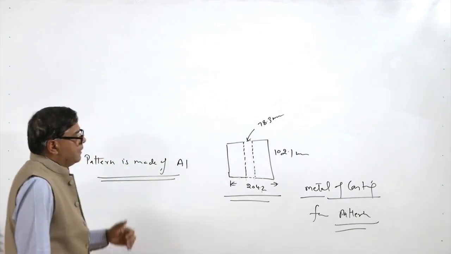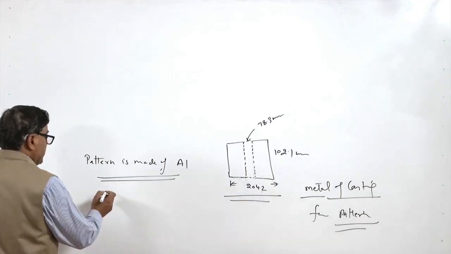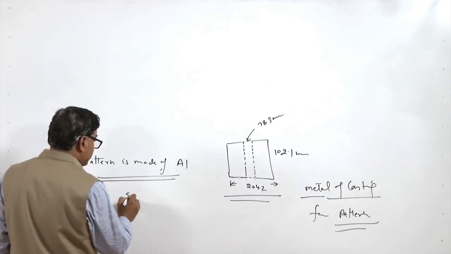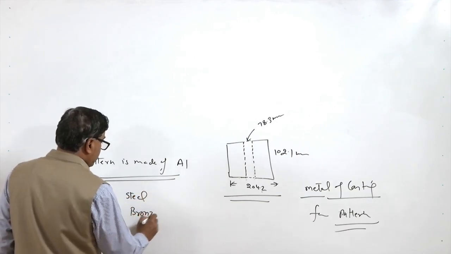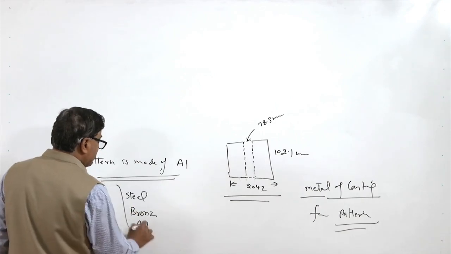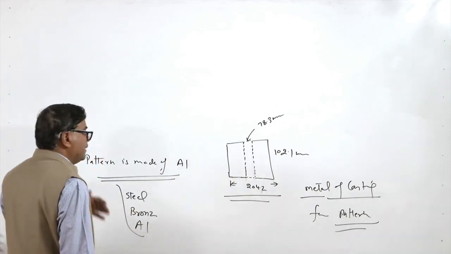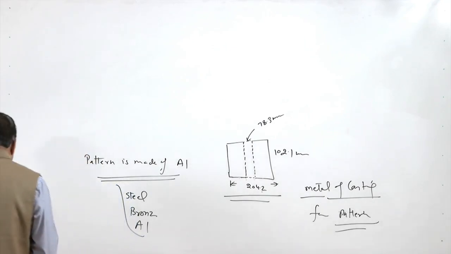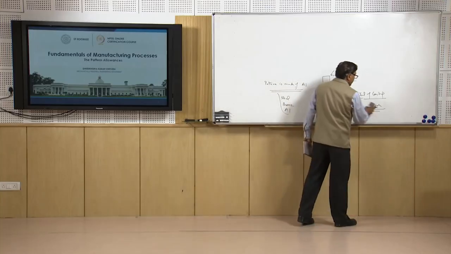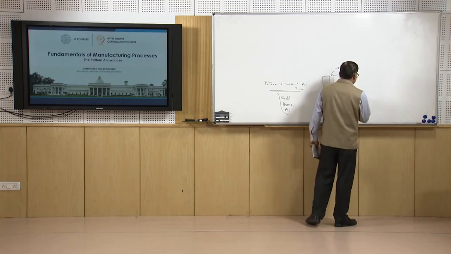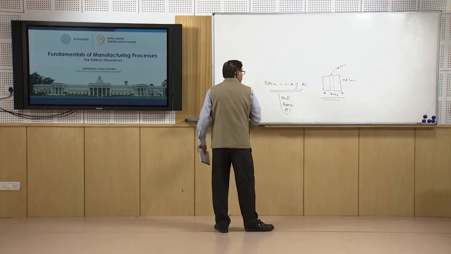is to be made of the metal, so metal we can use for making the pattern of the different size. It can be of the steel, it can be of the bronze, it can be aluminum. So any metal can be used. So depending upon the type of metal to be used for making the pattern, that is what will be considered for calculating the shrinkage allowance. So according to the type of the metal, the shrinkage allowance will be calculated.